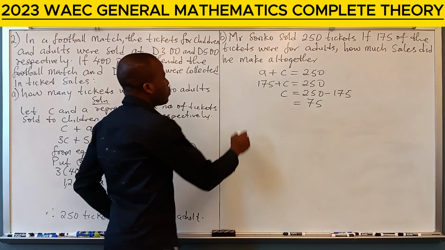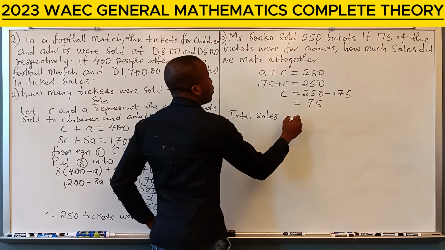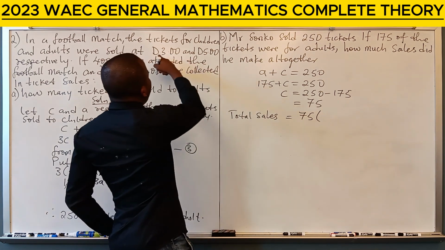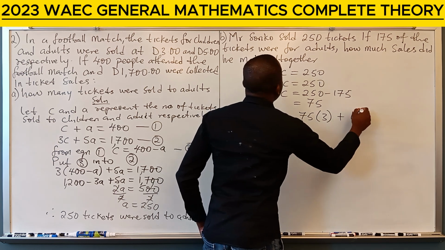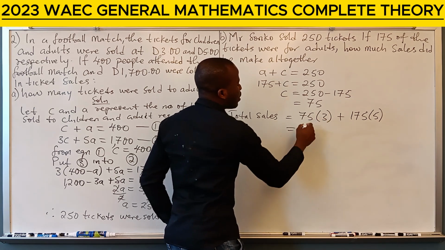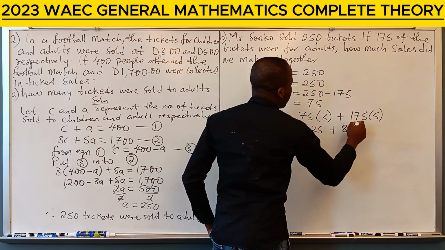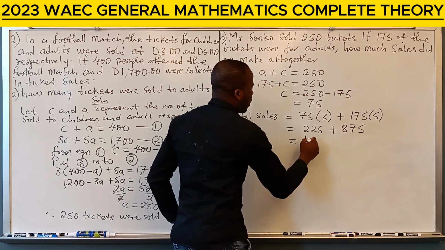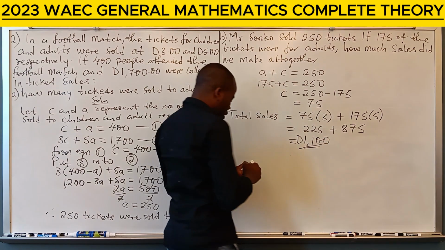Sonko will be: total sales will be 75 times 3 for each child plus 175 times 5 for each adult. 75 times 3 is 225 and 175 times 5 is 875. And if we add this up, we'll have $1,100. This is the total sale Mr.